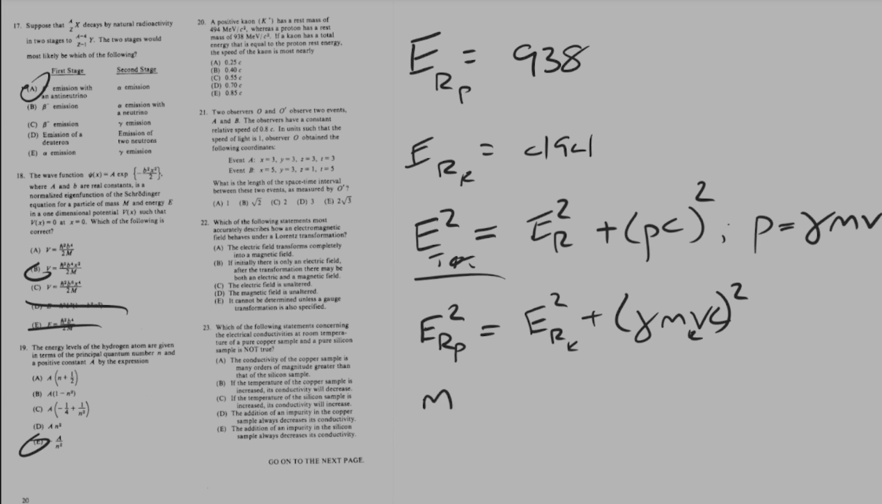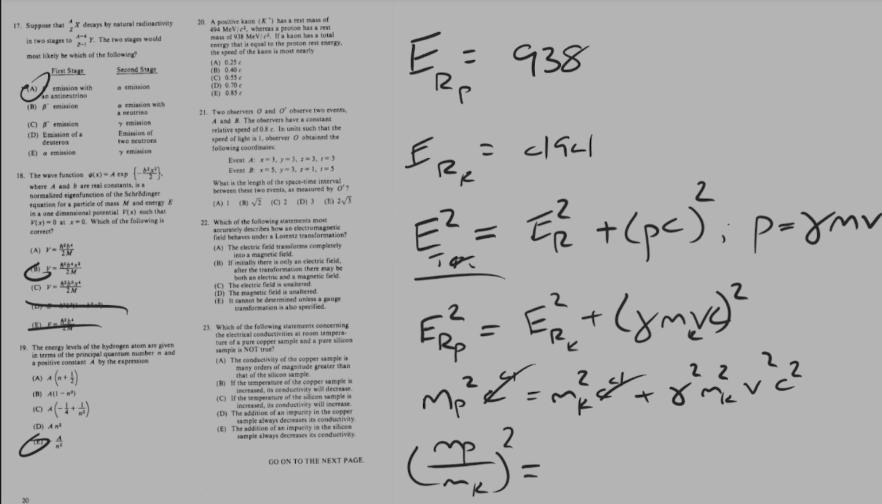where I have m proton squared c to the fourth equals m kaon squared c to the fourth plus gamma squared m kaon squared v squared c squared. I can cancel out quite a few c's, so if I pull a c to the fourth m kaon squared out, I'll be able to cancel that, that will go over. So I'll end up with mass of the proton over mass of the kaon, squared, equals 1 plus gamma squared v squared c to the minus 2. And I'm actually going to rewrite that as over c squared.